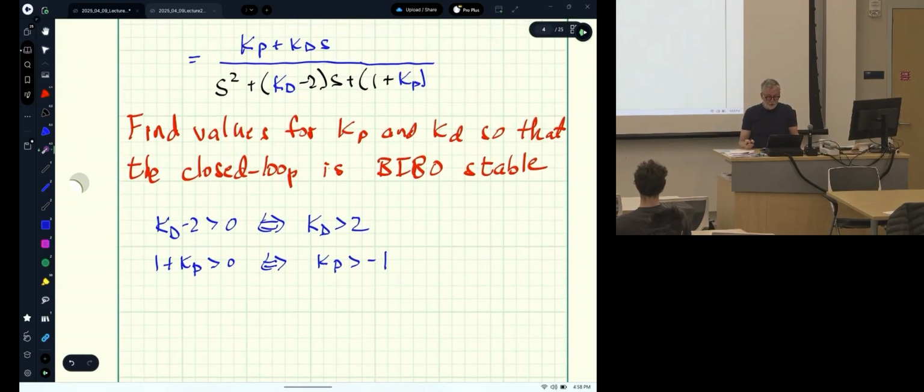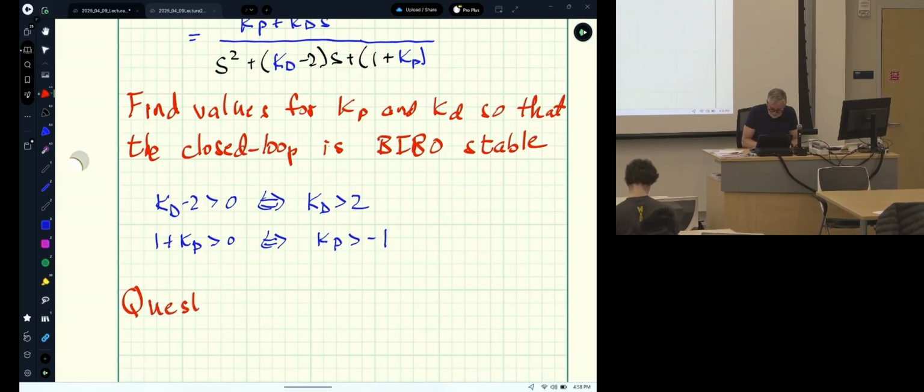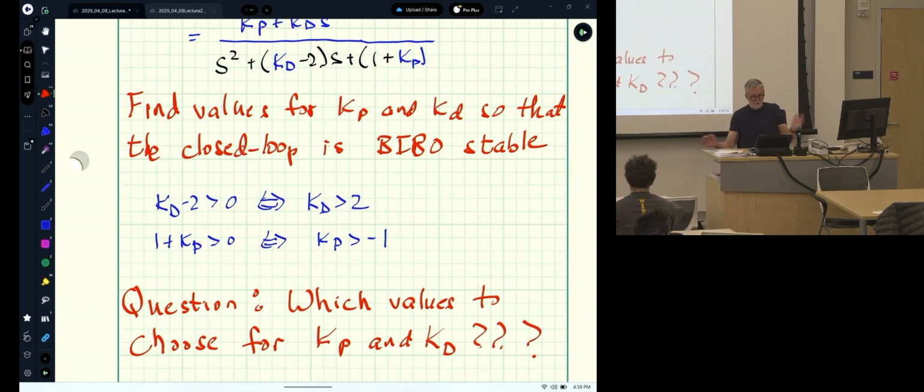Okay, so there's a whole range of values. So, question. Right, there's an infinite number of values there. Which ones do we choose?